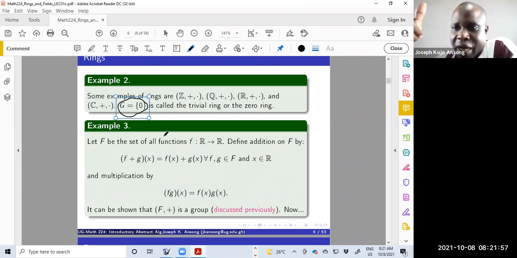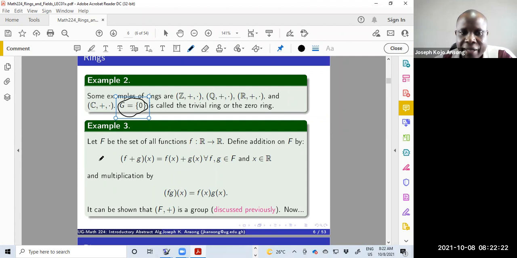So first, show that it is an abelian group, a set with only 0. And then show that there is multiplicative associativity, and show that the left and the right distributive laws hold. Once you're able to show that, then you have shown that this is actually a ring. So show that the 0 ring is a ring. That's a task for you, okay?